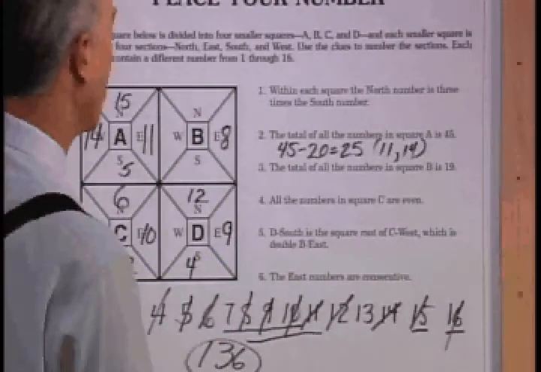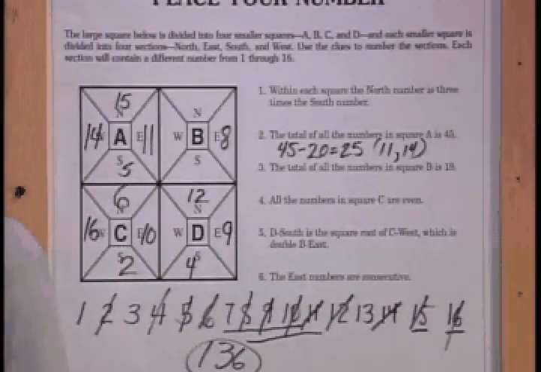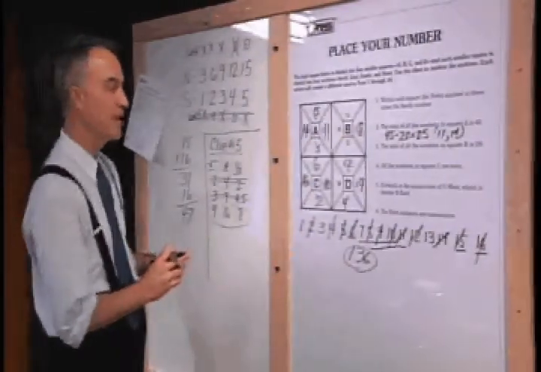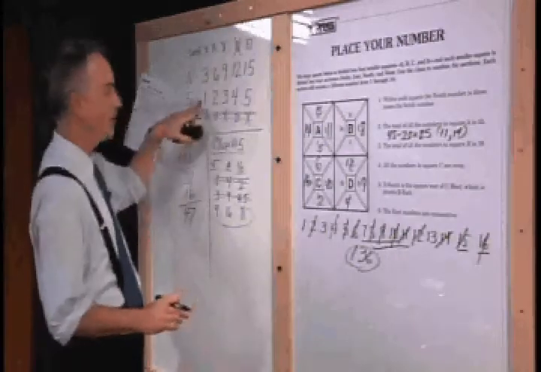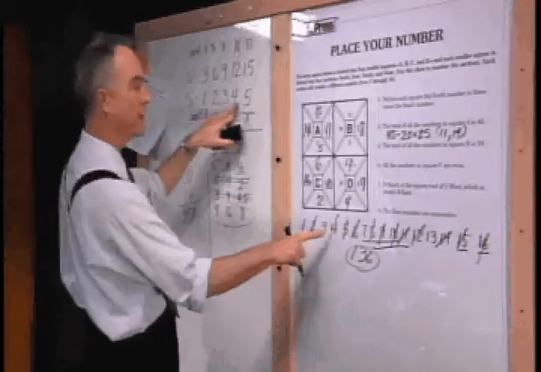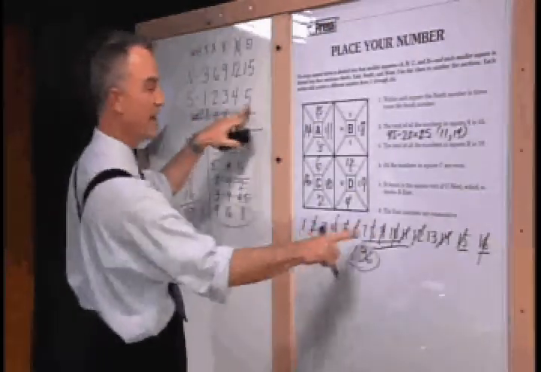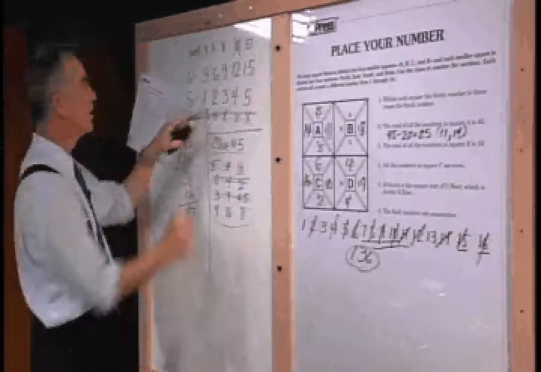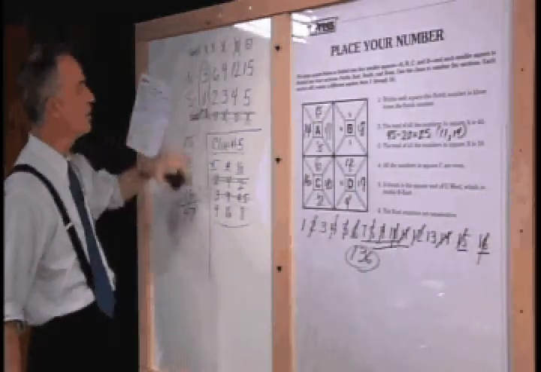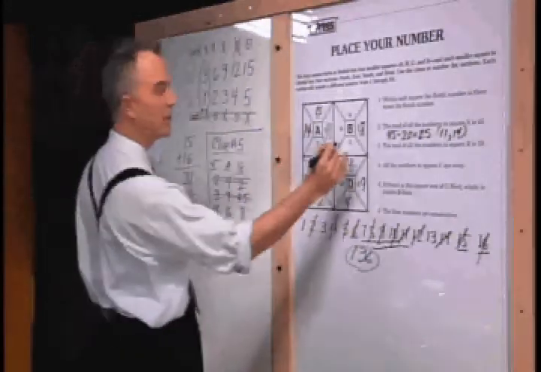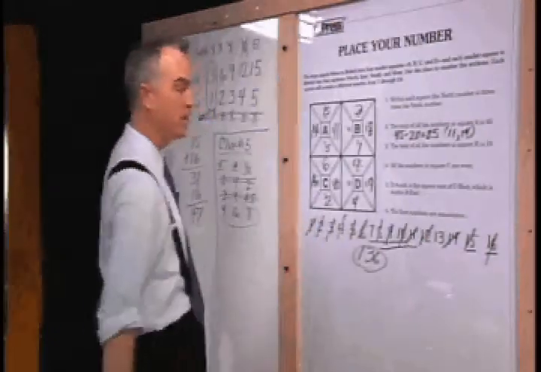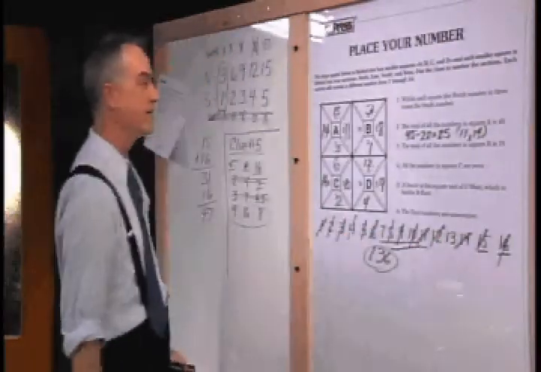Let's take another look at our clues. We still need a north-south combination for B, where 1 is 3 times the other. 1 and 3 is still available. 2 and 6 is not available. 3 and 9 is not available. 4 and 12 is not available. 5 and 15 is not available. 1 and 3 is the only combination of one number being 3 times the other that's available for north and south here. Let's go ahead and put 1 and 3 into those squares. Eliminating those, now we only have 7 and 13 left.